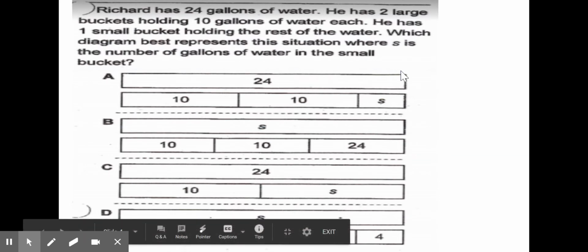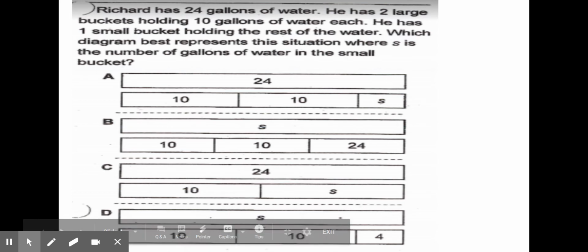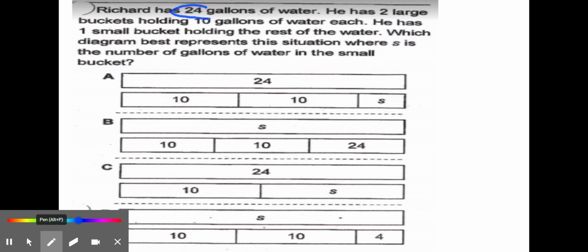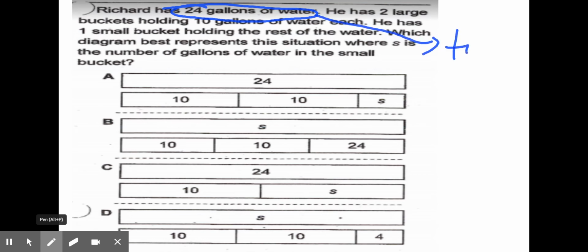Okay, let's look at this next one. We're going back to strip diagrams. Richard has 24 gallons of water. Well, if Richard has 24 gallons, to me, that sounds like his total. What do we know about totals? They are usually always behind the equal sign, and if it's a strip diagram, they're always by themselves.